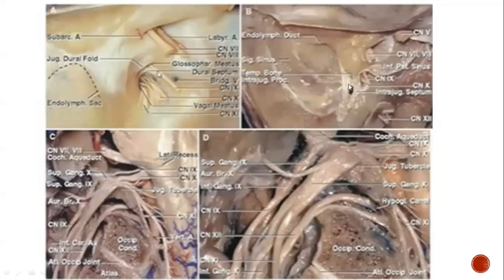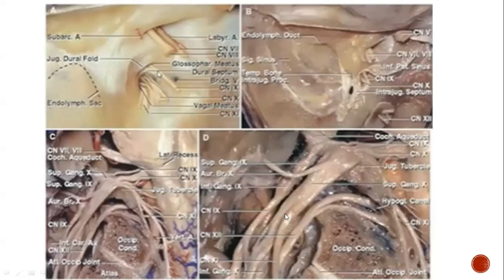This is a similar picture. Here we can see the interjugular septum. And the inferior petrosal sinus here, which is covered. This is the occipital bone. And these are the neural structures which are traversing from the jugular foramen. So here we can see the auricular branch of the 10th cranial nerve.